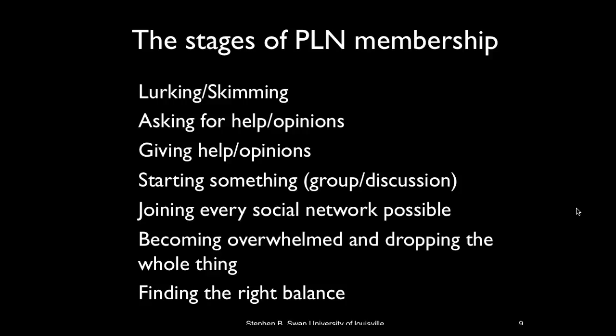And then you start joining everything possible. You join every Twitter thing that has to do with it. You subscribe to RSS feeds that are about everything. And then you become overwhelmed and you think about dropping the whole thing. But if you see the power of it, if you see the strength in it, you will find the right balance and start eliminating the chaff and only paying attention to the real gold that's there.